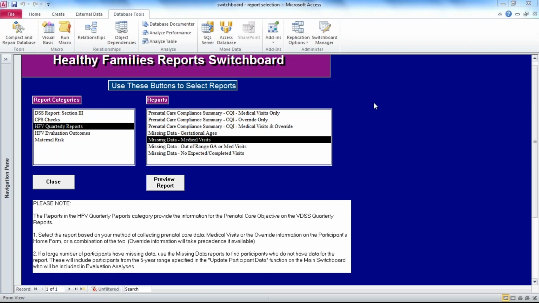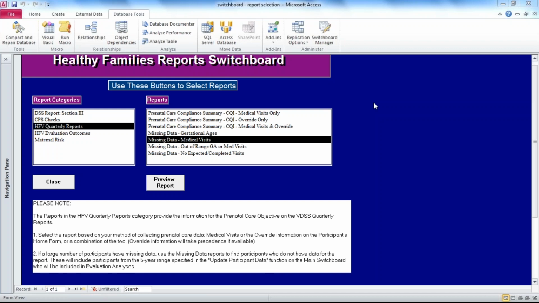You probably all are aware that there are two ways to enter your prenatal care information. When a participant has joined your program, accepted services, and enrolled and begun getting services, if they're in the prenatal period, one of the things that you'll be doing is to help them make sure that they make and get to their visits for the prenatal care.